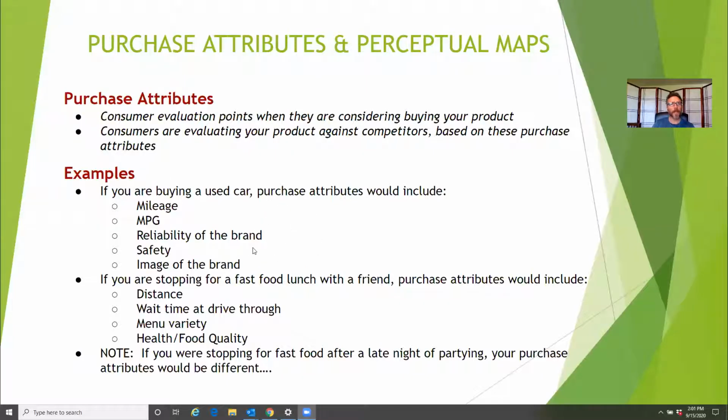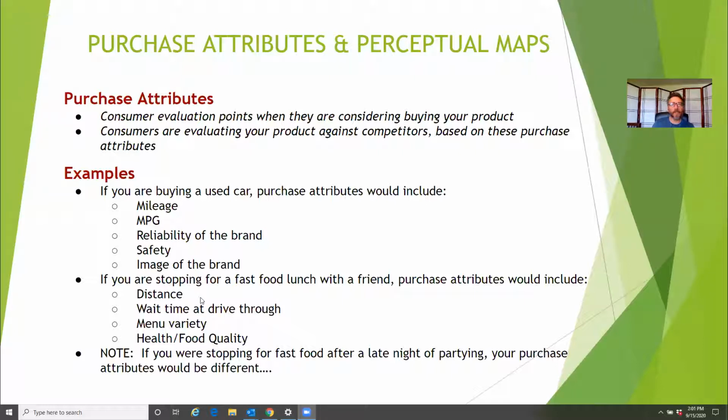How reliable is the brand? How safe is the car? And what's the overall image of the car? Is it a Tesla, or is it more of a junker, like, I don't want to offend anybody, a Fiat or something. Same thing with fast food.